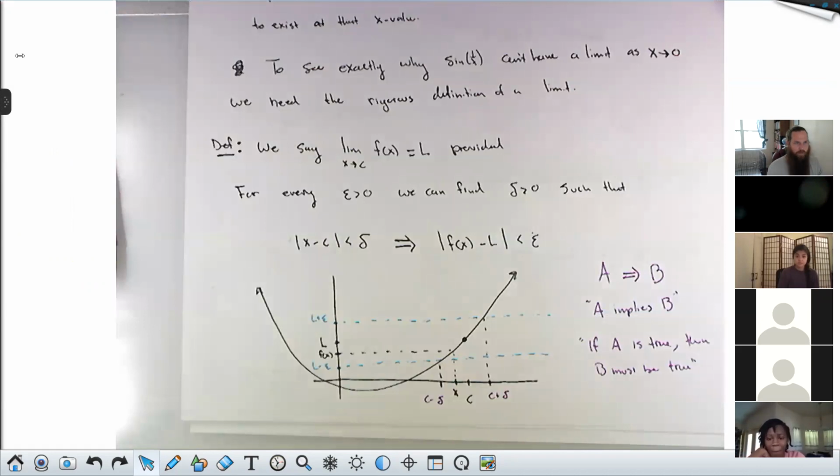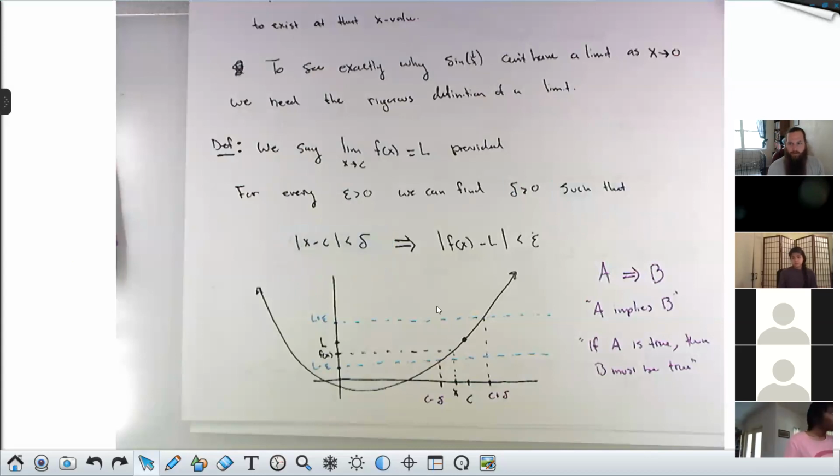That should do it. Thank you. In this one, we say the limit as x approaches c of f of x is equal to L, provided that for every epsilon greater than 0, we can find delta greater than 0 such that... I cannot understand this part. Such that this one.